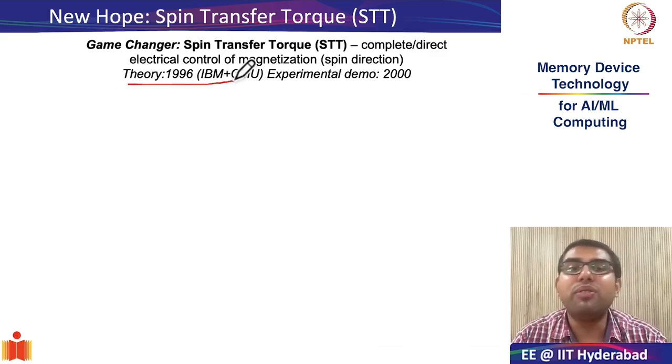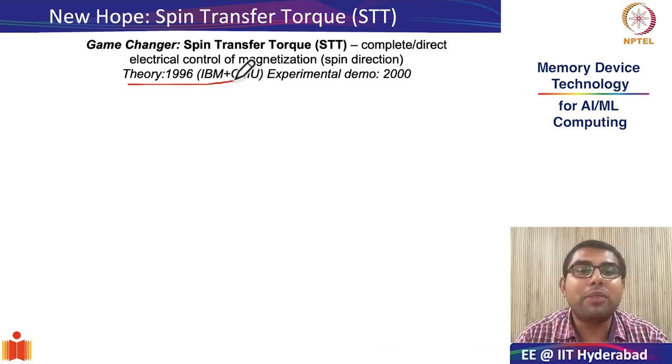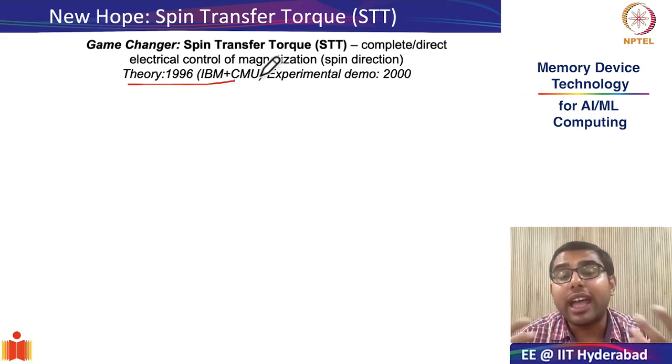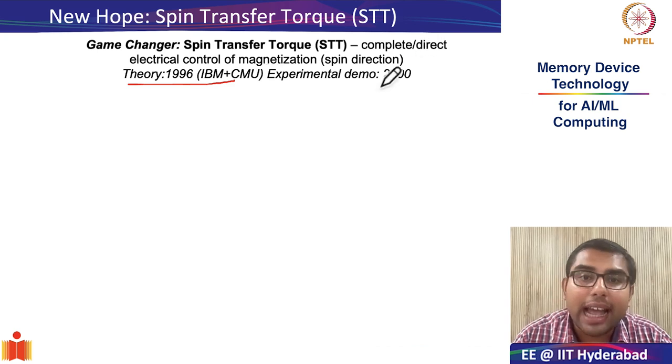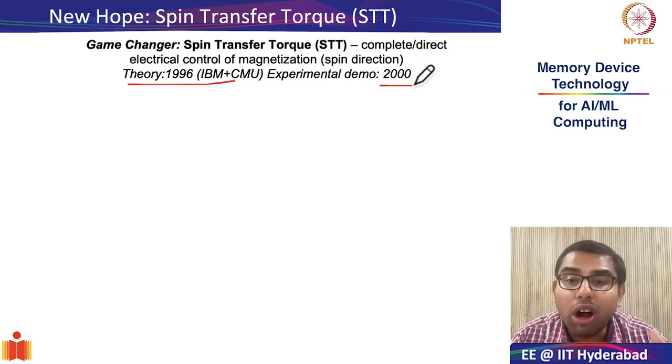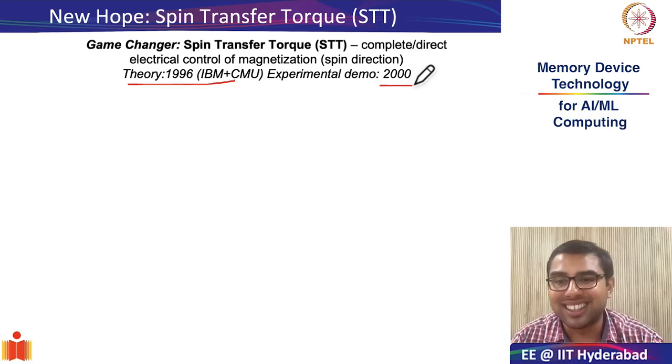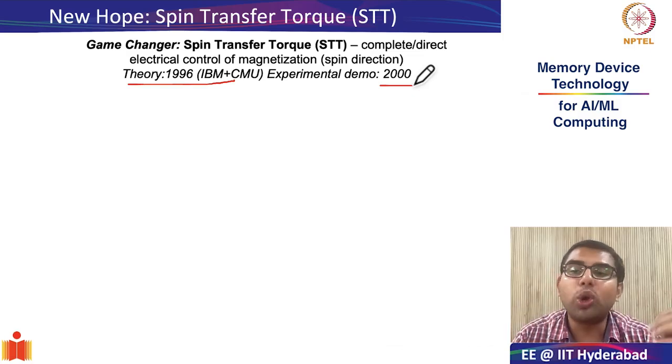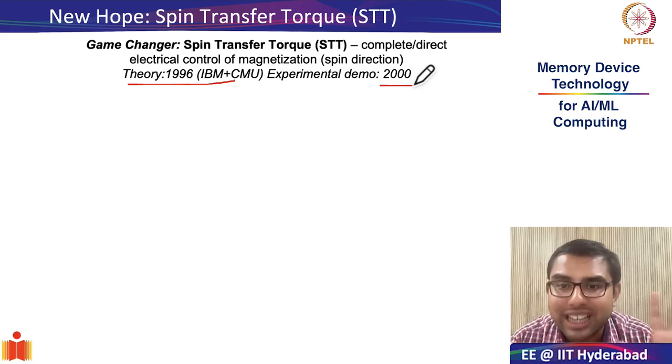The exact theory was developed in 1996 by researchers at IBM and at Carnegie Mellon, and the experimental demonstration actually came a few years later. So what is the spin transfer torque effect? Spin transfer torque is a phenomenon where a spin polarized current... What is spin polarized current?